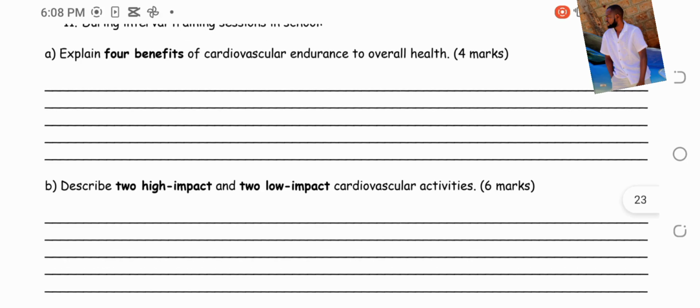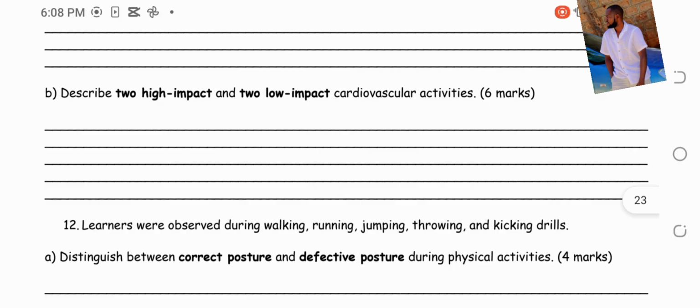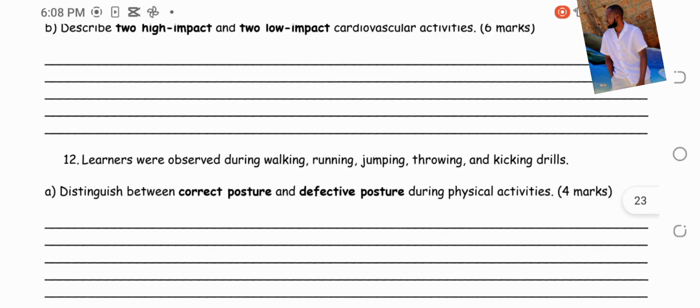Then describe 2 high impact and 2 low impact cardiovascular activities. We can have running and skipping. Those ones are high. Then low, we can have walking, swimming, cycling. You remember the ones we talked about previously.